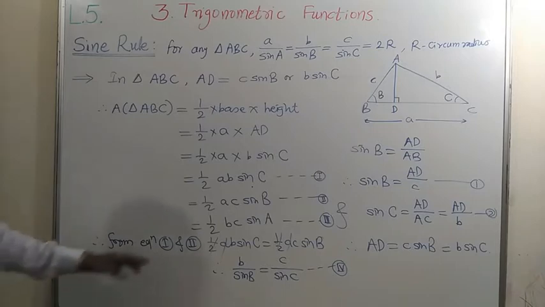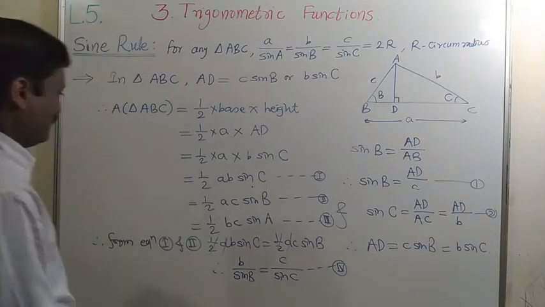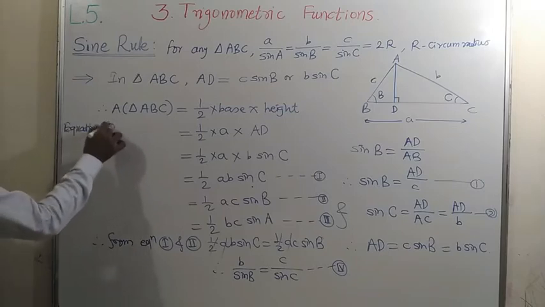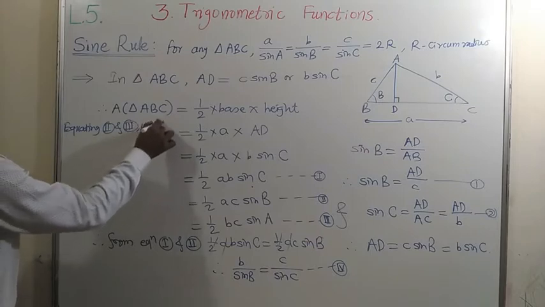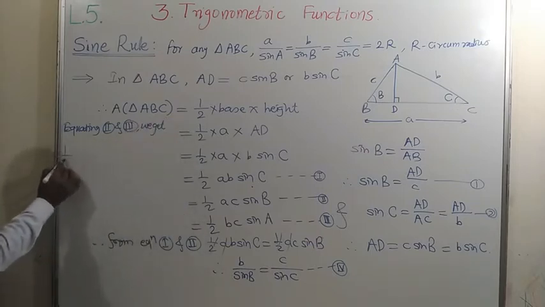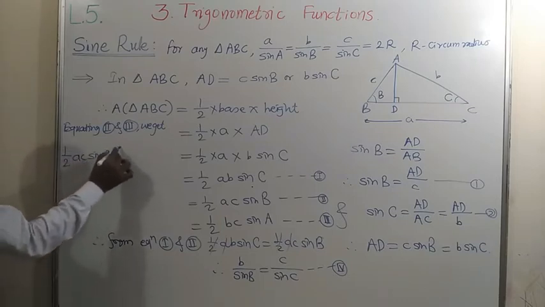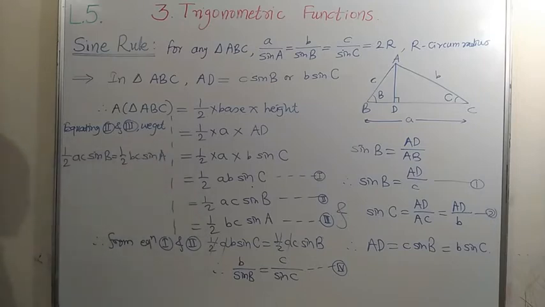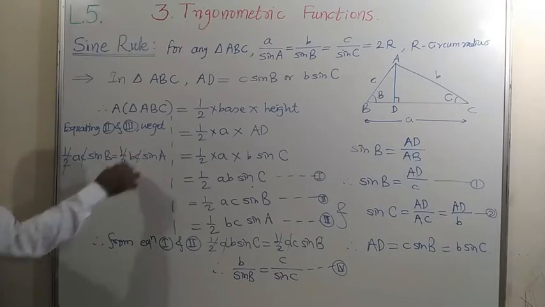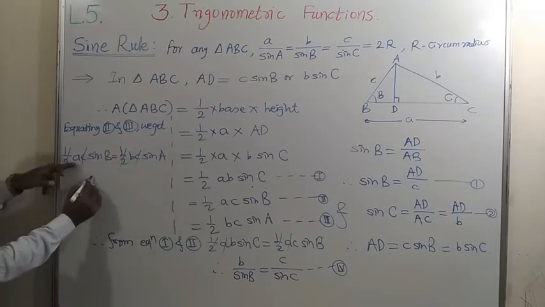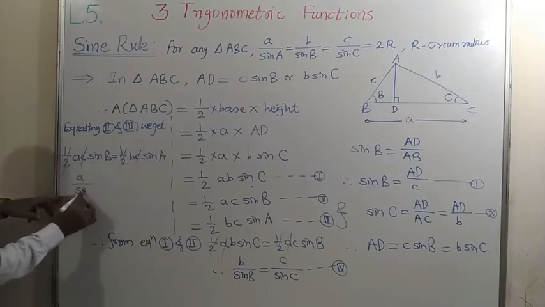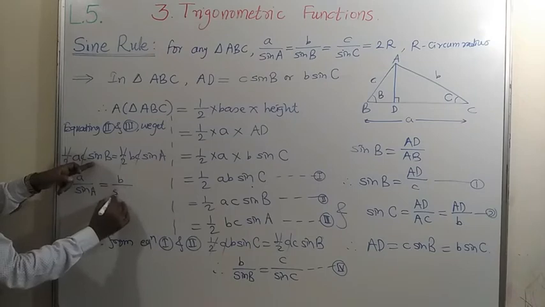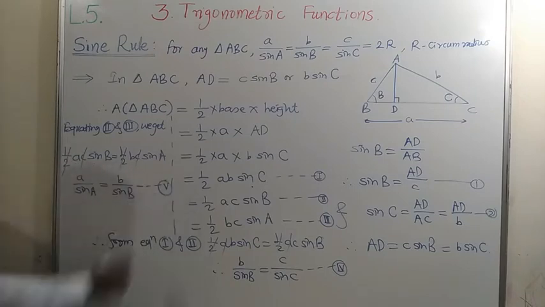Okay. Similarly, if we equate second and third, from second and third we get 1/2 ac sin B is equal to 1/2 bc sin A. Here once again half gets cancelled, then c gets cancelled, and remains a sin B equal to b sin A. So we can write a upon sin A, taking sin A to the left, it becomes denominator, is equal to b at numerator, and sin B after taking to the right becomes denominator, that is b upon sin B. So this is equation number 5.